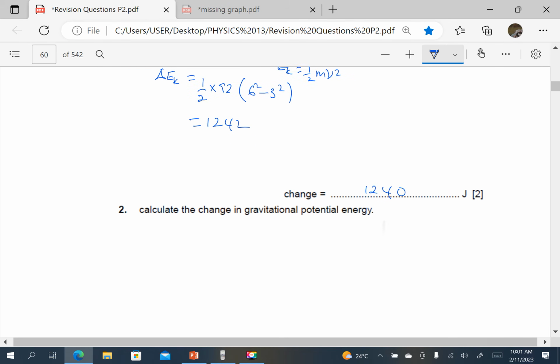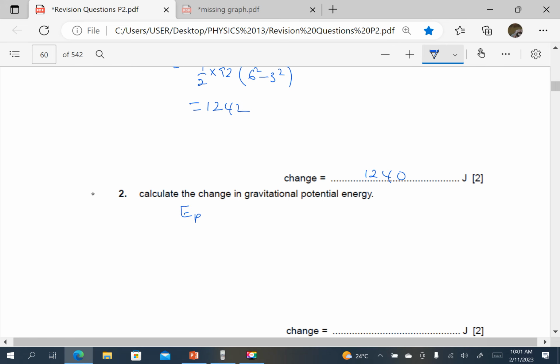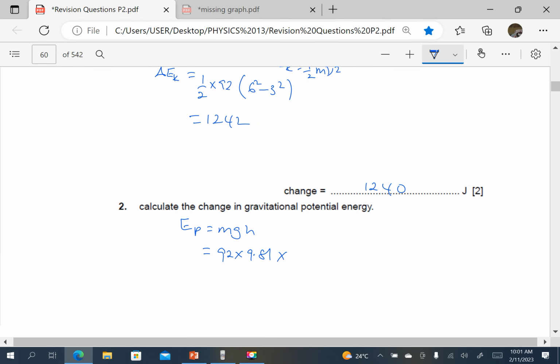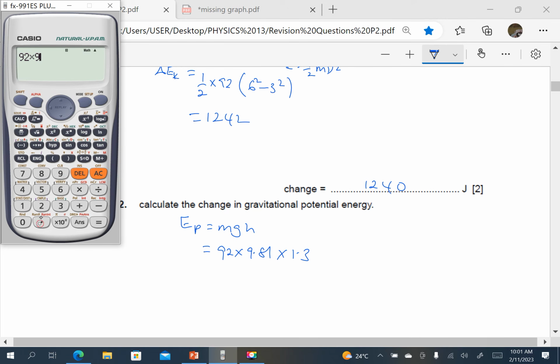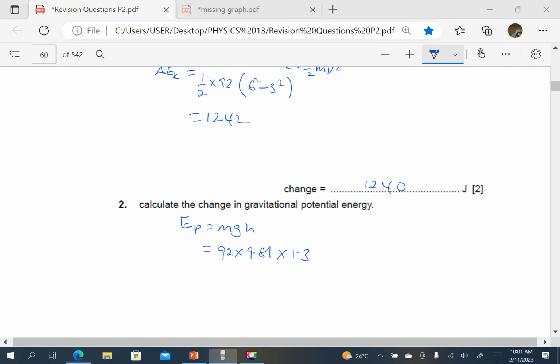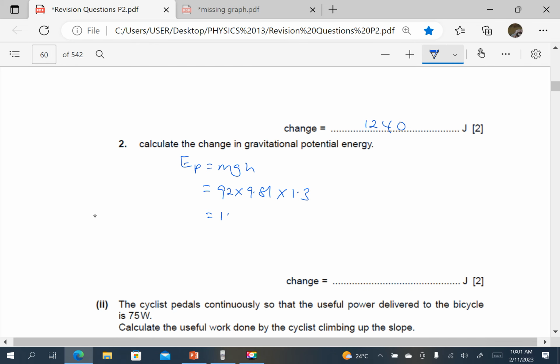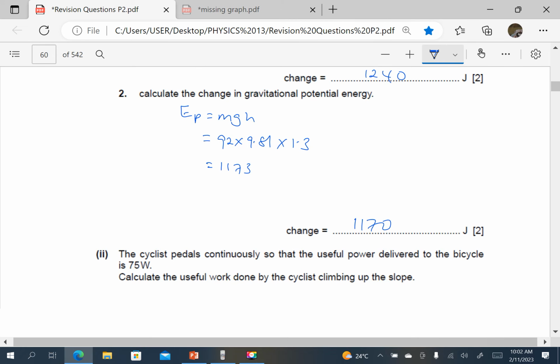Calculate the change in gravitational potential energy. So we know that potential energy is equal to mgh. So this is going to be m, which is 92, g, which is 9.81, times the height, which is given as 1.3 from the question. So 92 times 9.81 times 1.3, which is 1173, or approximately 1170 joules.